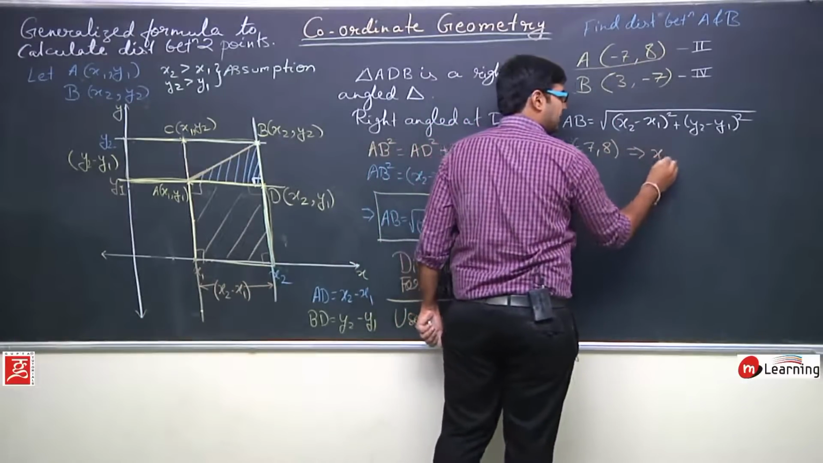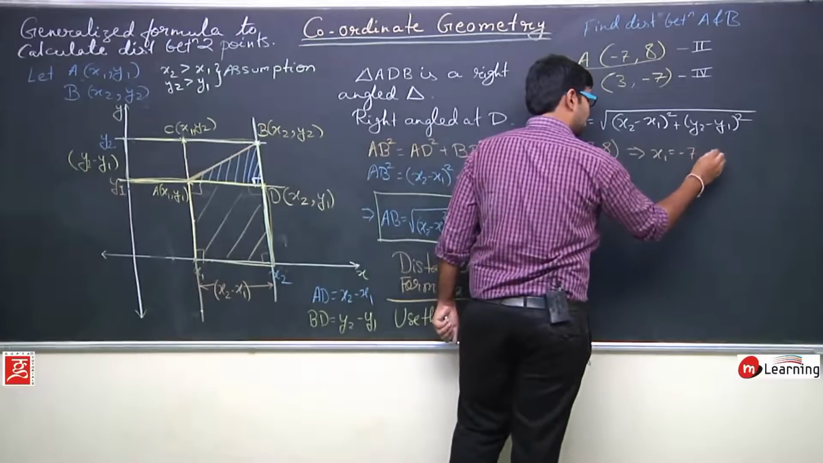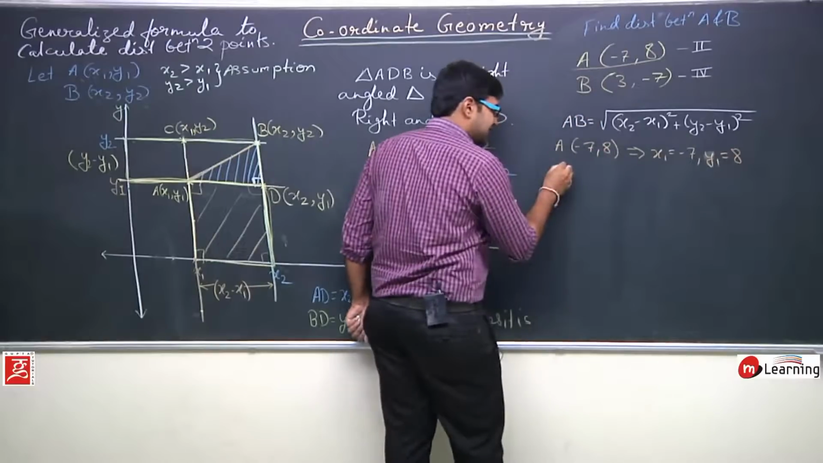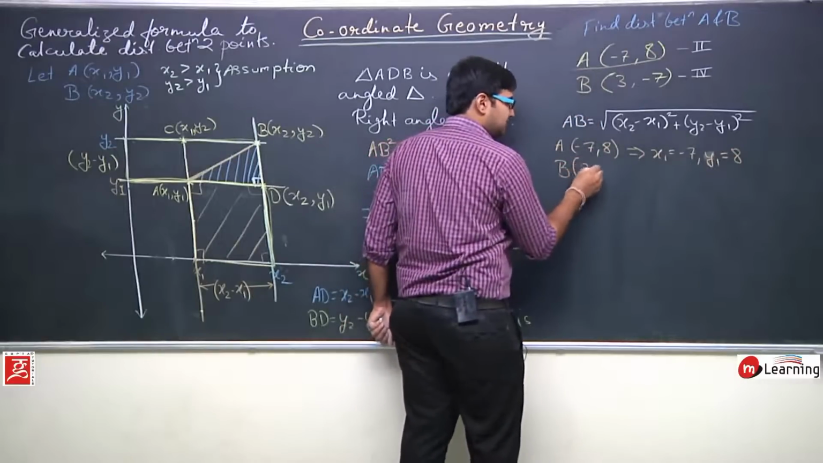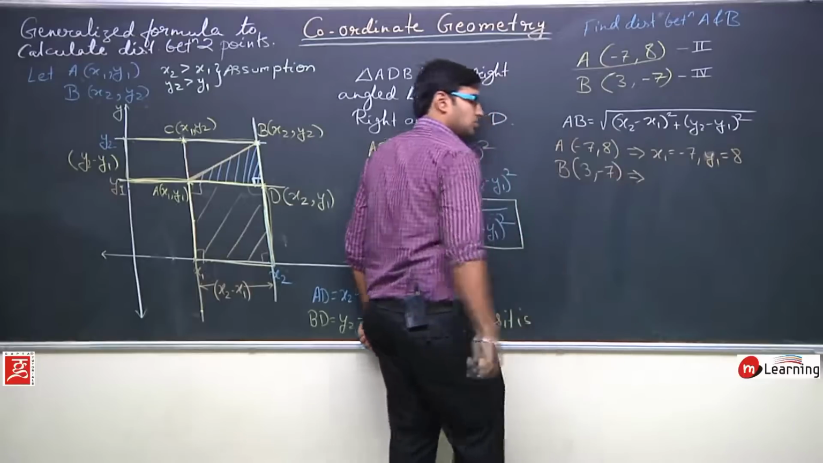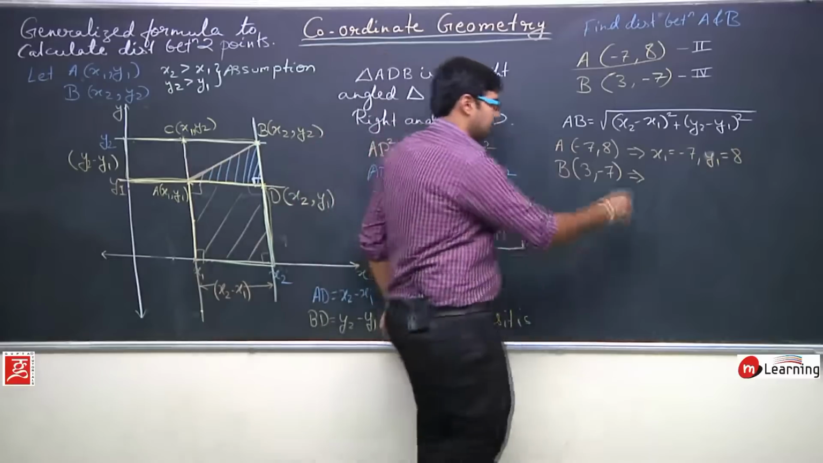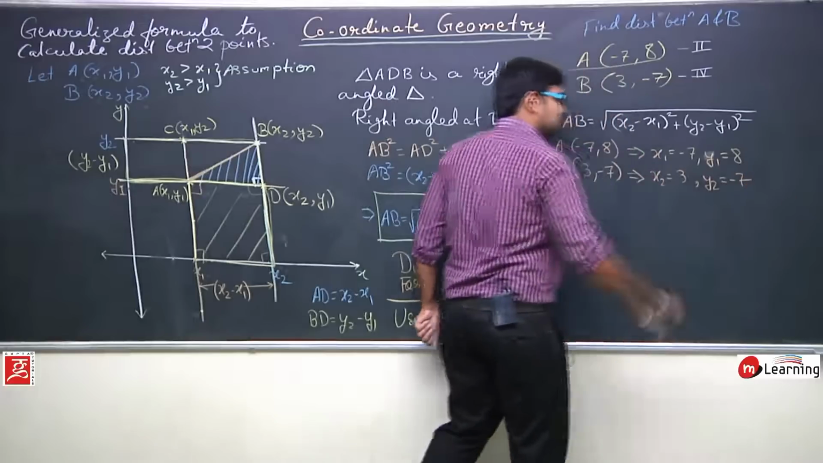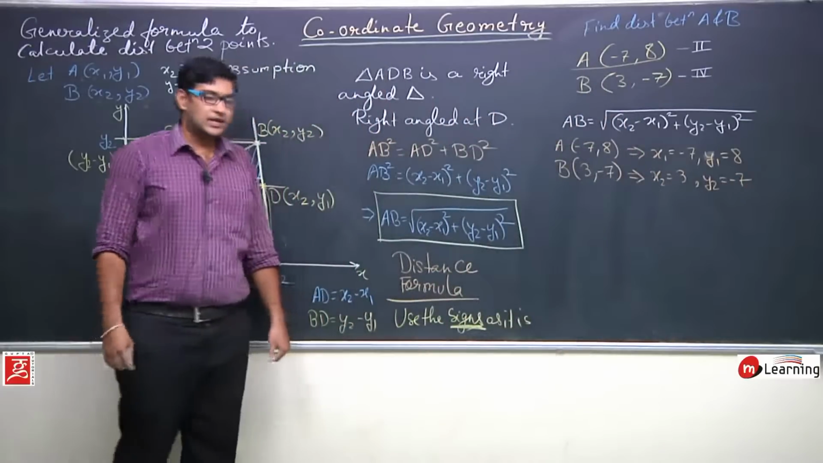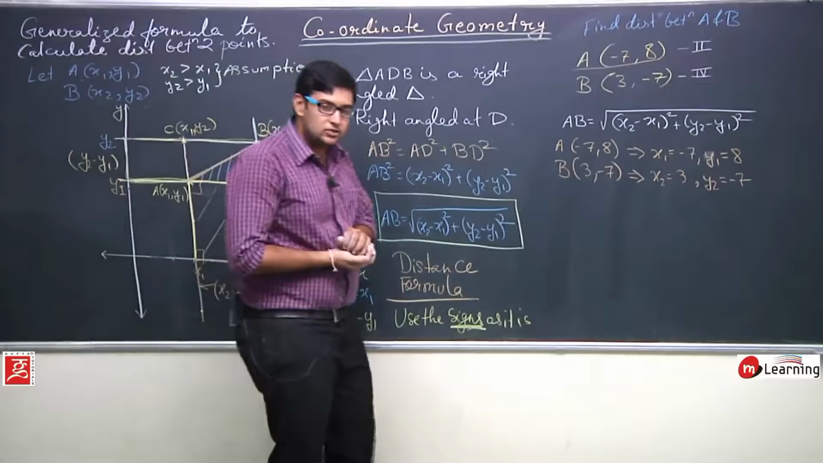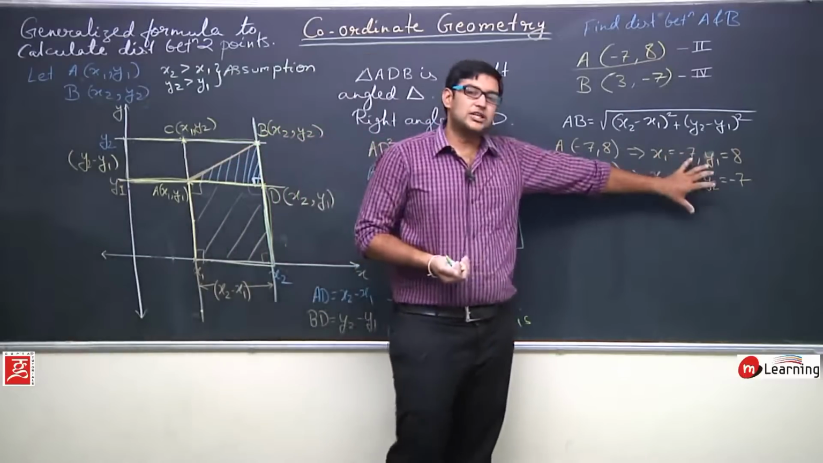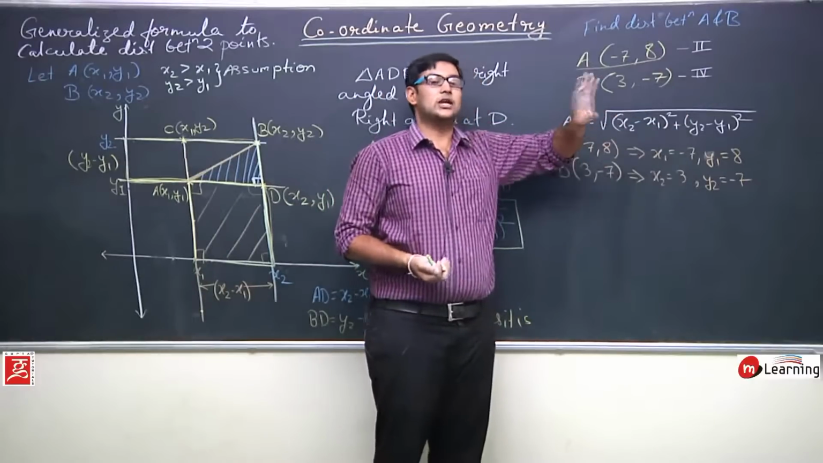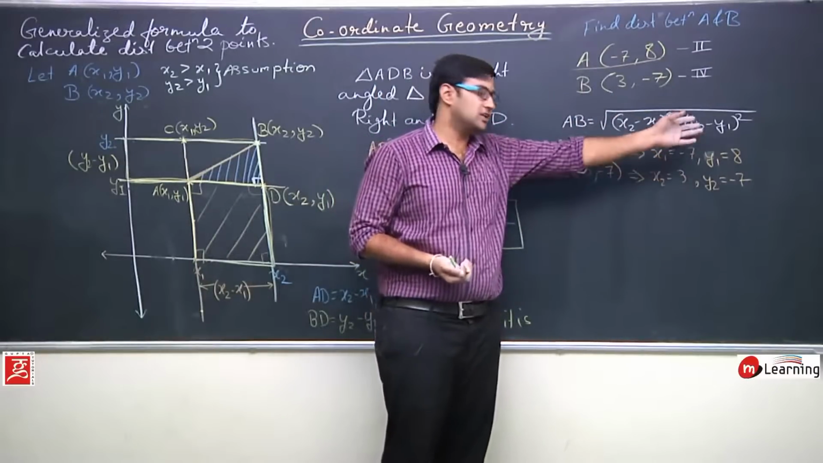It implies the value of x1 will be -7 and the value of y1 will be 8. Similarly, for B, the point is 3, -7. So B point is 3, -7. It means the value of x2 will be 3 and the value of y2 will be -7. So for A and B, we have x1, y1, x2, y2. What you need to do is just substitute all these four values in this identity using their sign. Okay, do not forget their sign. You need to use their sign in this formula.